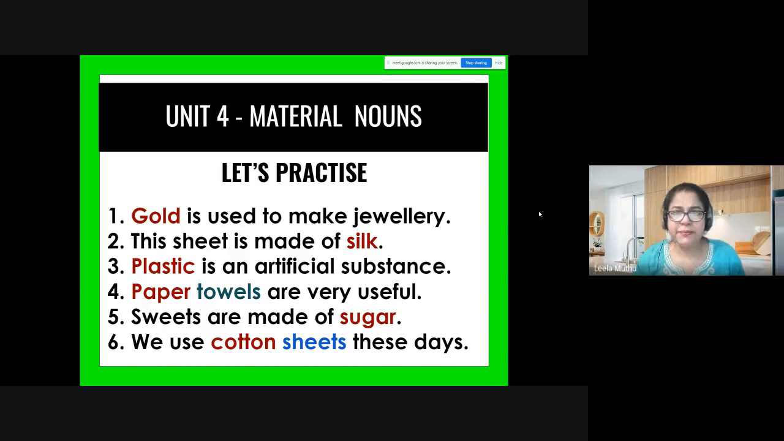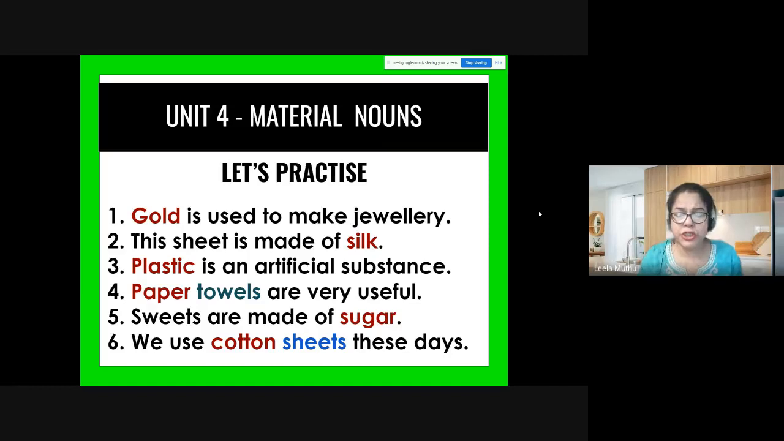This sheet is made of silk. Material noun, okay? It is telling you what the sheet is made of. Plastic is an artificial substance. Again, it is a material noun. It's practically telling you the answer. It is a substance. It is a material noun. Paper towels are very useful. The word paper is coming in front of the noun towels, adjective. Sweets are made of sugar. How easy can that be? Sugar is a material noun.